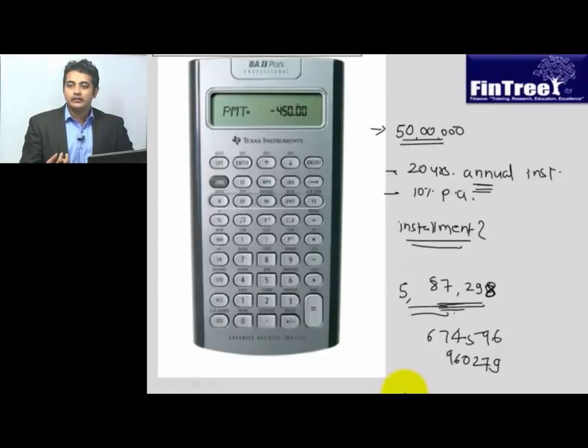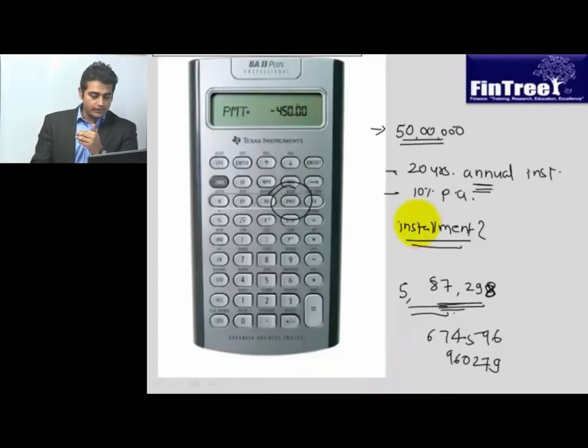So can I say that when I take a loan and I pay back these installments, that installment is nothing but an annuity? That installment is nothing but an annuity, and to solve for annuity, which function are we going to use? Payment function. So now the whole idea is straightforward. So how do you solve for this? Second, clear TVM.